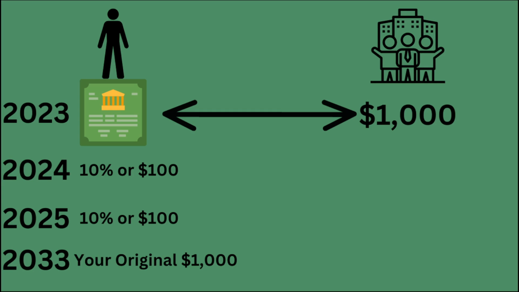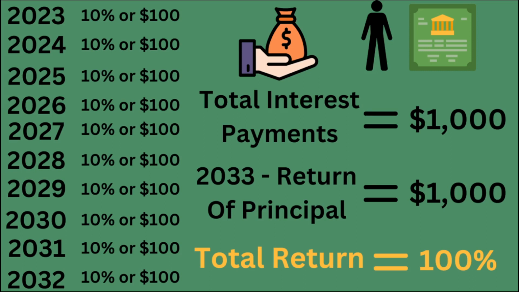So I will get 10% in 2024, 10% in 2025, and so on, so I'm getting 10% per year. Once 10 years goes by, I get my original investment back. That's just an example of how a bond would work, and you can see it year by year right here. So I'm getting 10% per year for 10 years. That's 100% total return, and I get my return of principal at the end as well. So I went in giving $1,000, and then I came out with $2,000. That's how bonds work.